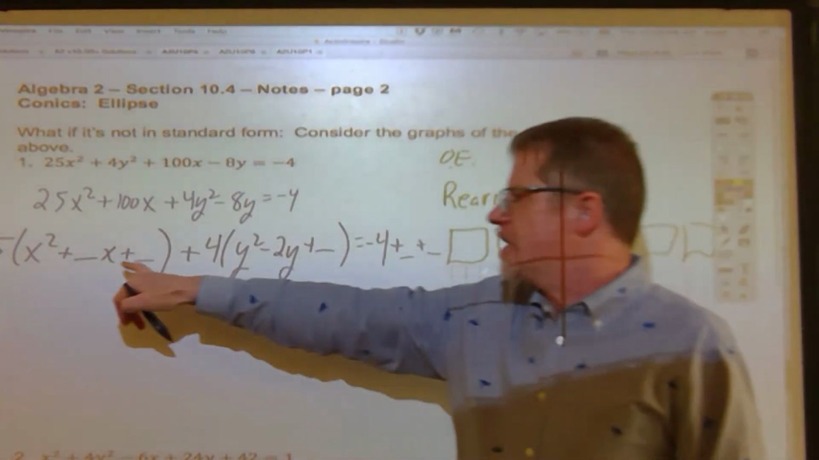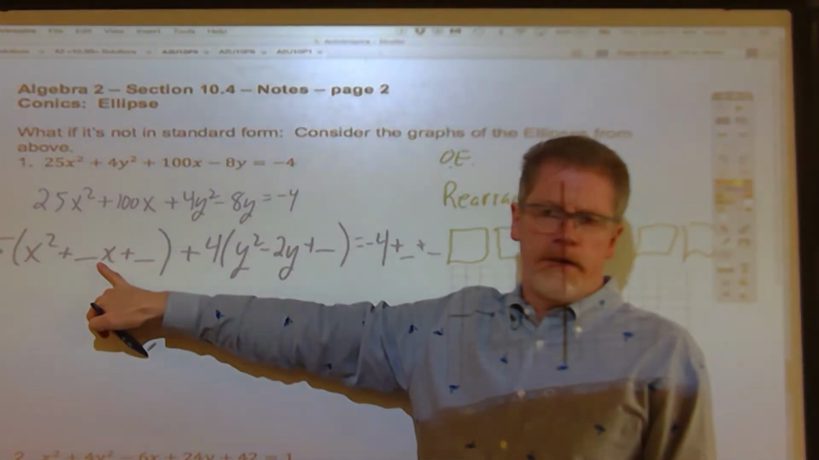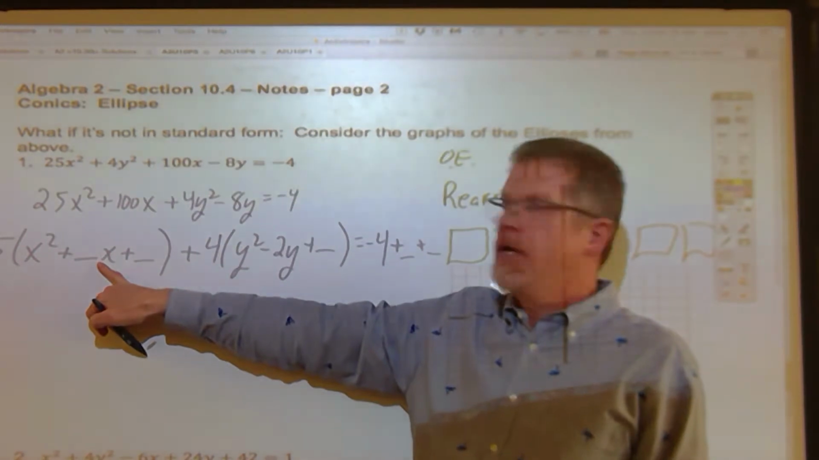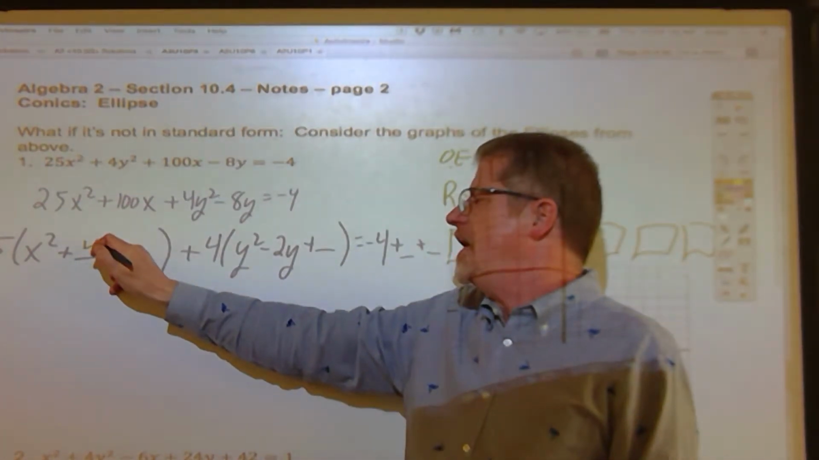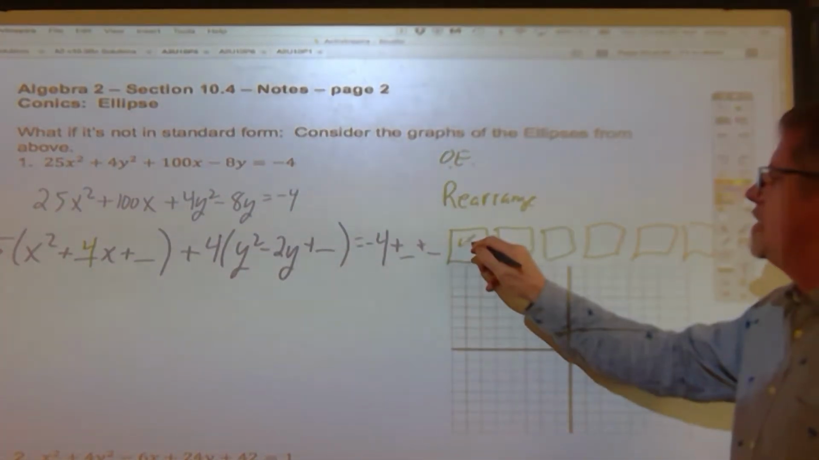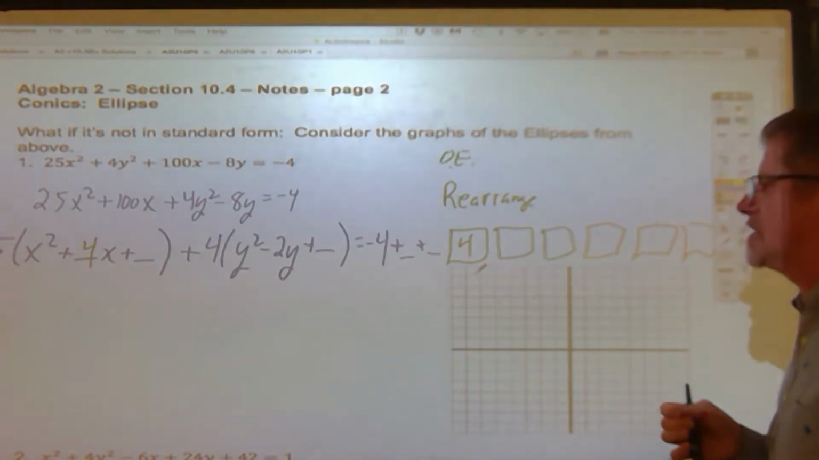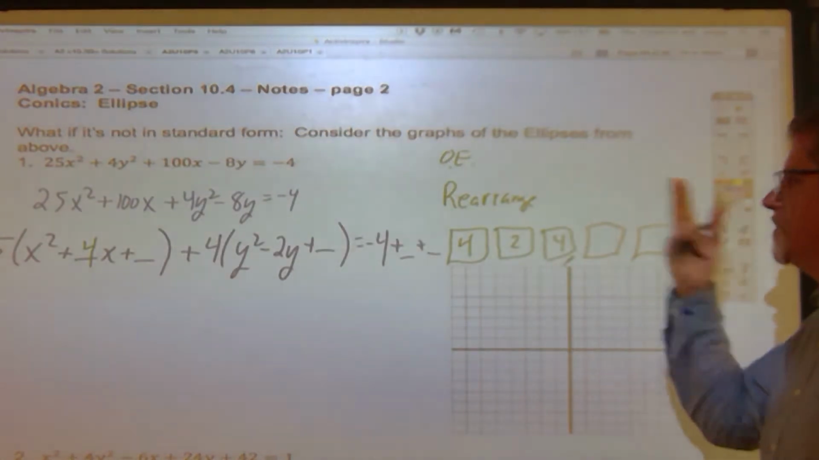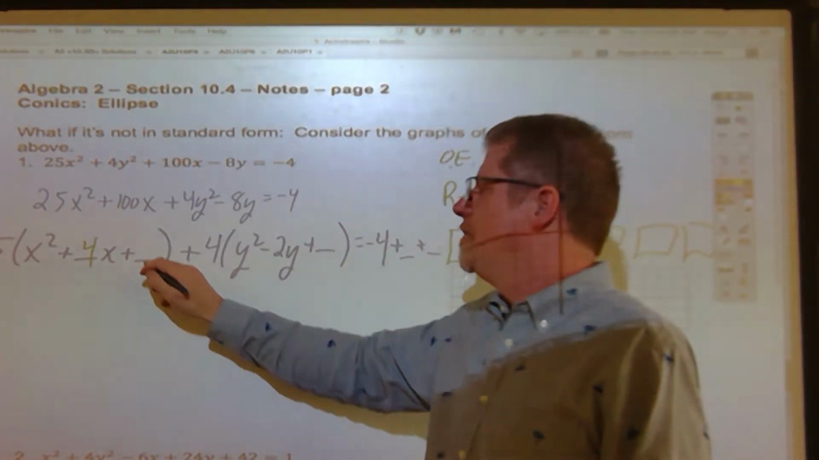Whoa, we haven't filled in this number yet. Can someone tell me what number goes right there? Factoring the 25 out of the first 2 x terms, what is it? Yeah, Jack. 4. Yeah, it's got to be a 4. So that means that the first number in the first green box is 4. Cut it in half and square it, you get 4. So that means the number that completes the square is 4.